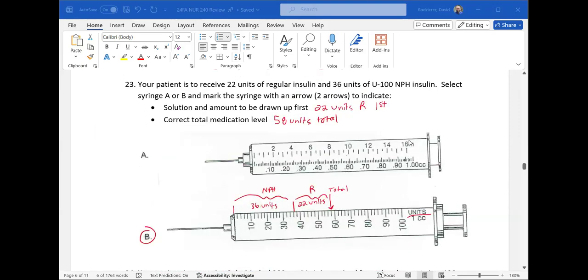Number 23. All right. So when you're marking your insulin syringe, your 22 units always goes here. The main reason you do that is because, in a hypothetical situation in which the insulins don't mix, this is just your way of indicating that you drew up the 22 units of regular first.